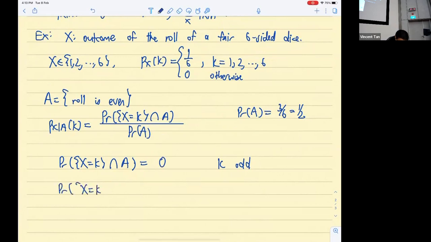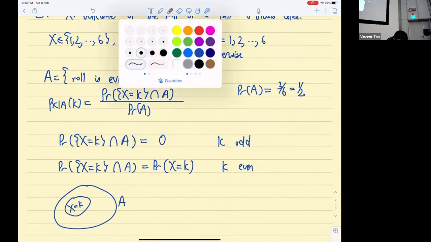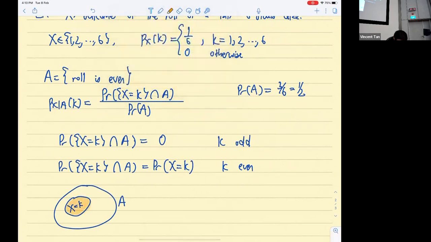But say K is even. What can you say here? Well, the number is even, so this is also an even number. So this reduces to nothing but the probability that X is equal to K. In a sense, the event X equals K is a subset of the event A. So the intersection of these two is actually this one. If you have B intersect A and B is a subset of A, then the probability of B intersect A is the probability of B. So we can drop the A here.